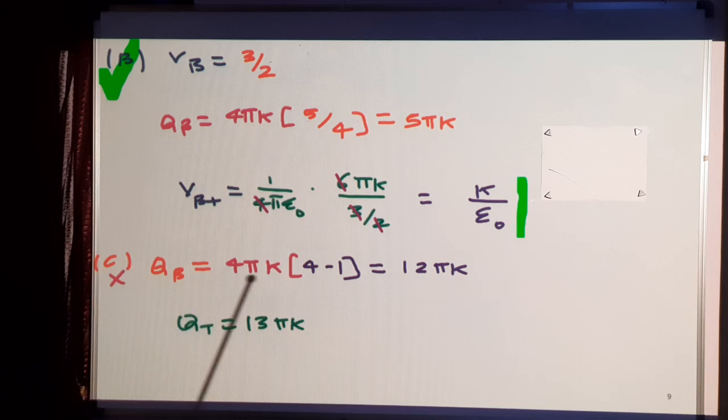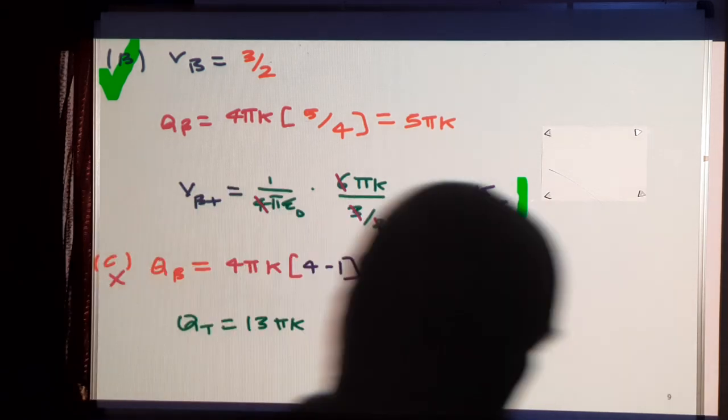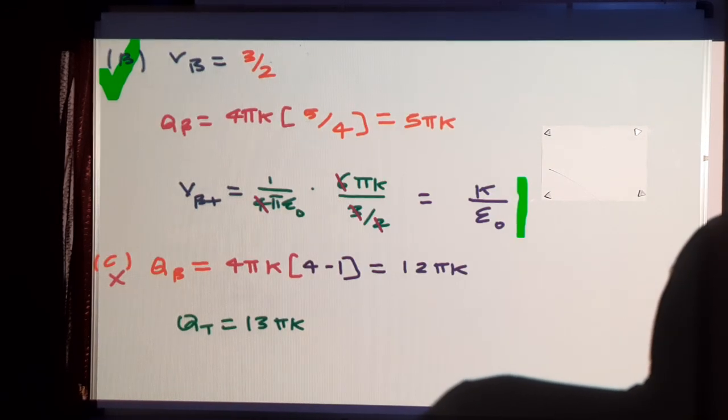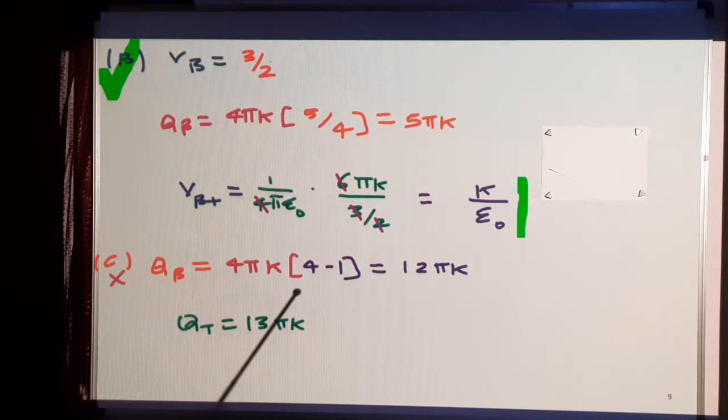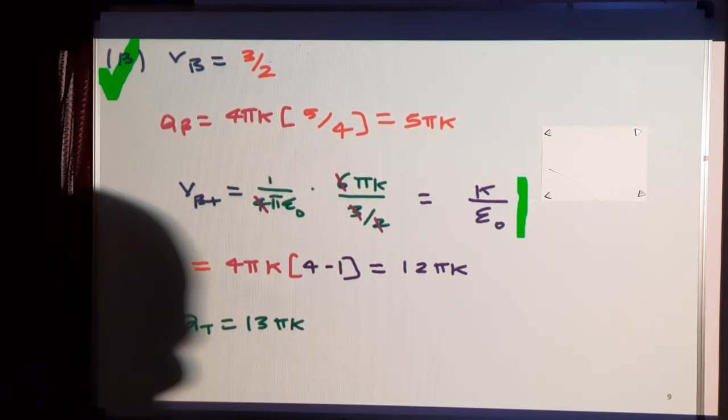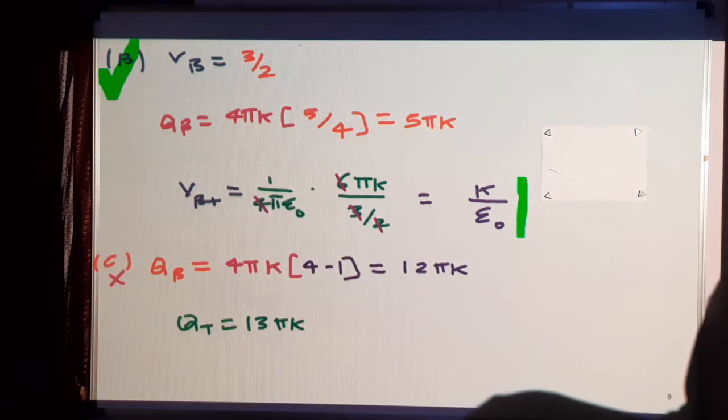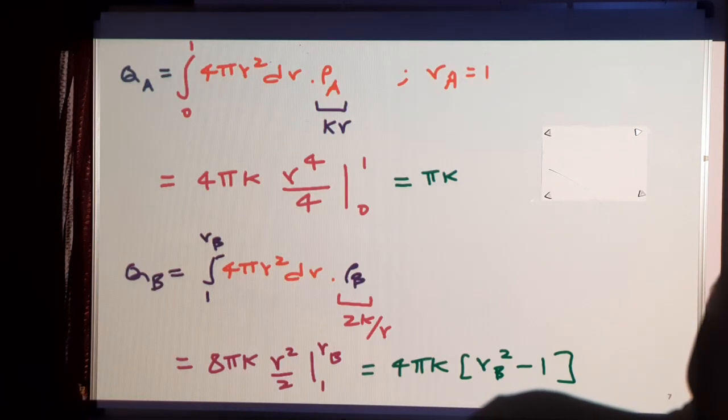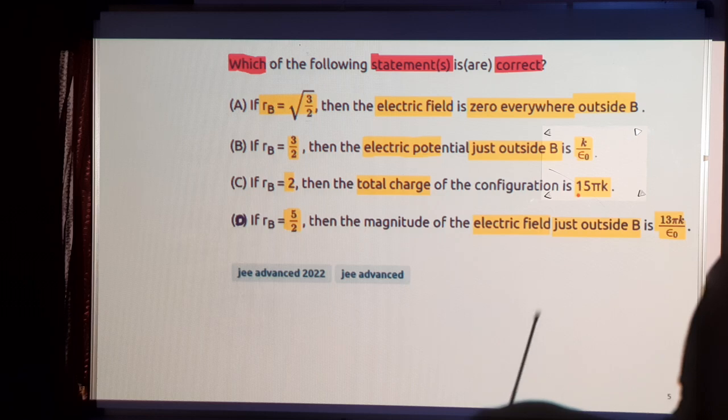Option C, RB is given as 2. So RB square is 4. So charge in the outer shell is 12 pi k. So total charge is 13 pi k. So it is not equal to 15 pi k. So option C is not true, because option C says total charge is 15 pi k.